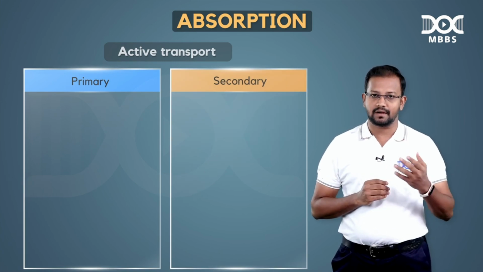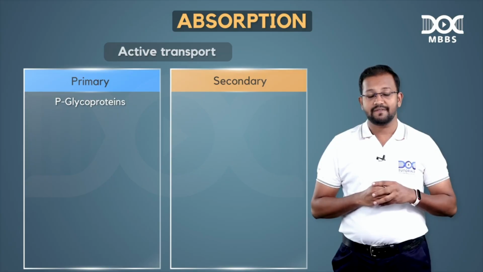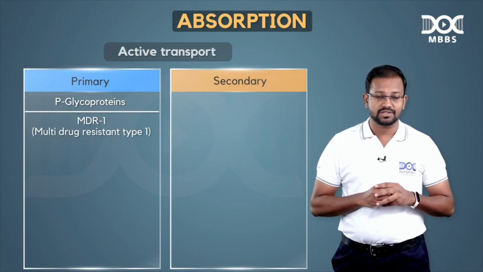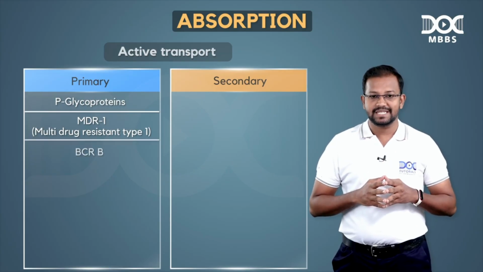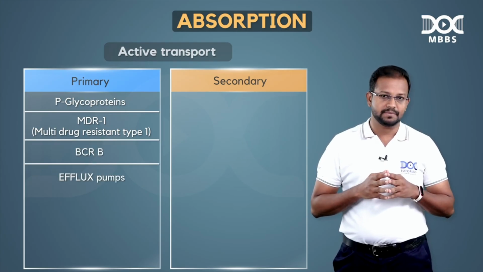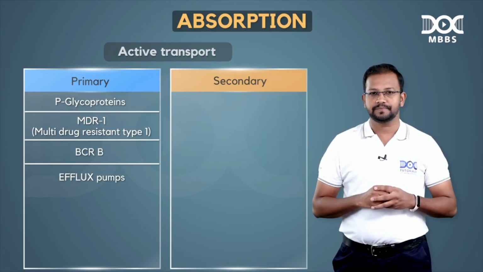Primary can be either P glycoproteins, we used to call them P glycoproteins. We have MDR type 1, multi-drug resistance type 1 protein, it's a type of active transport. We have BCRP and we have efflux pumps. These are different pumps which are examples of primary active transport.